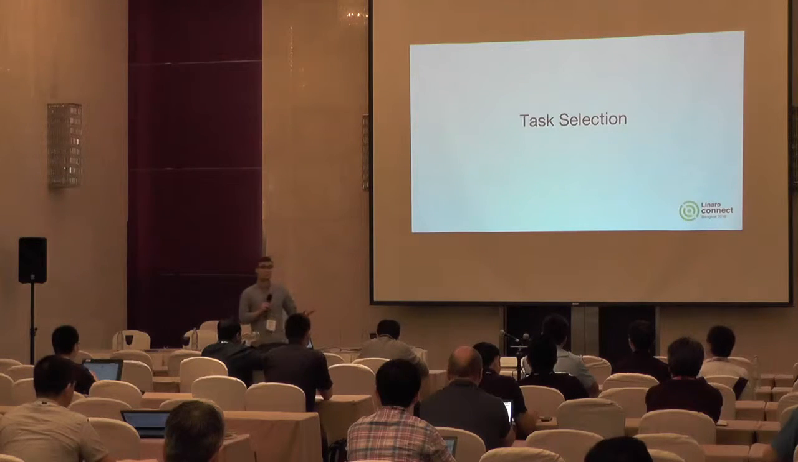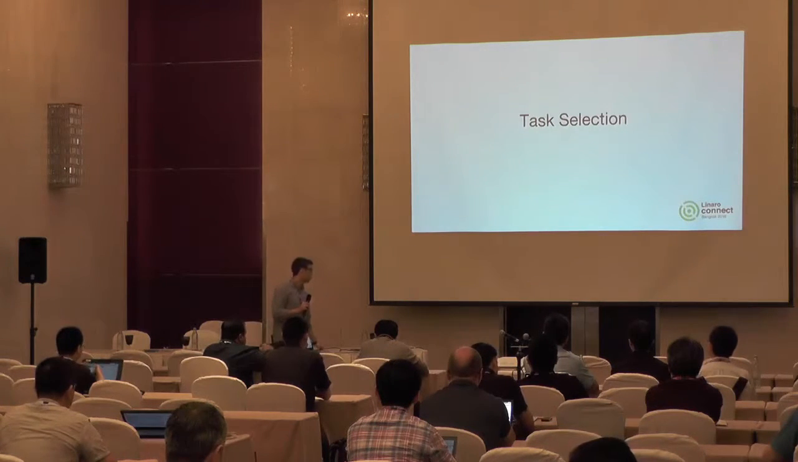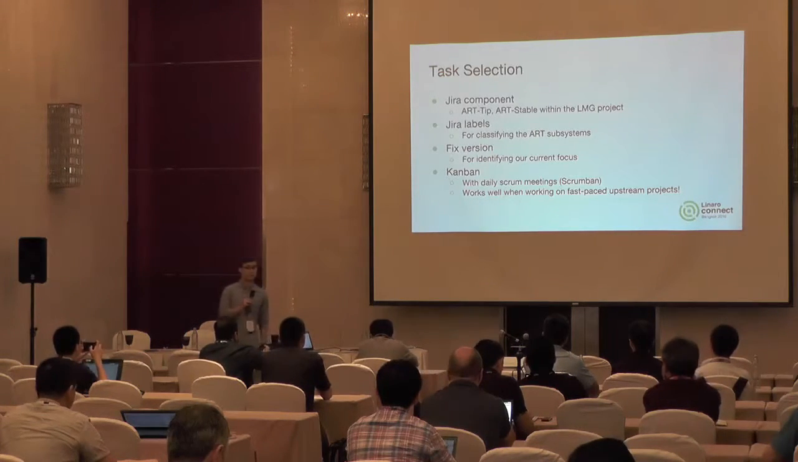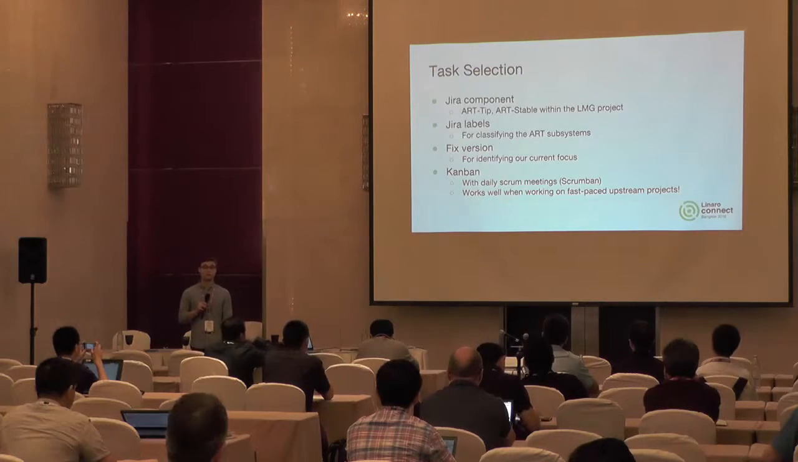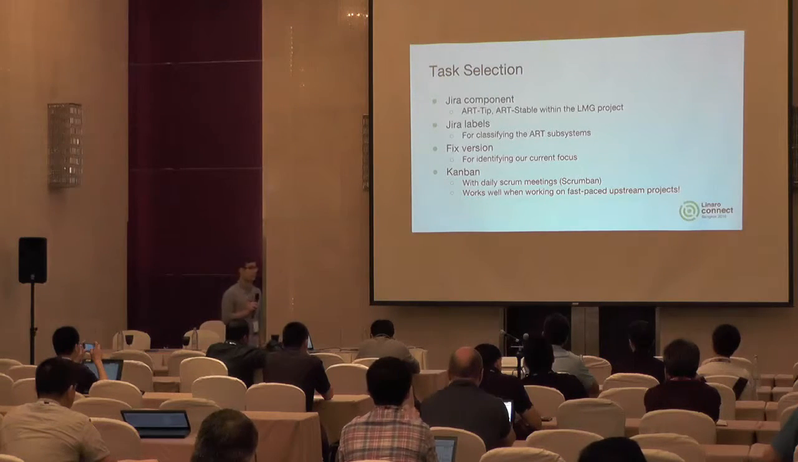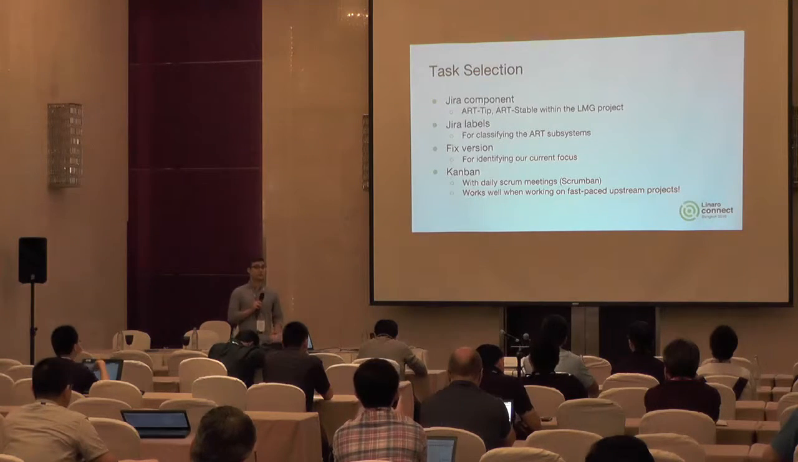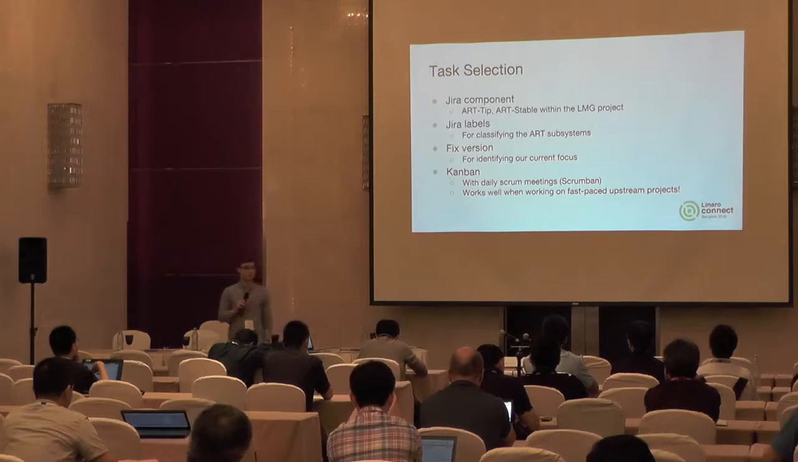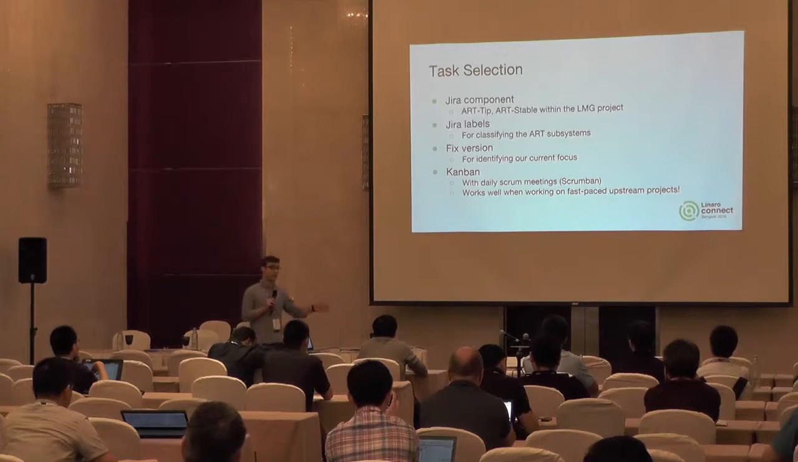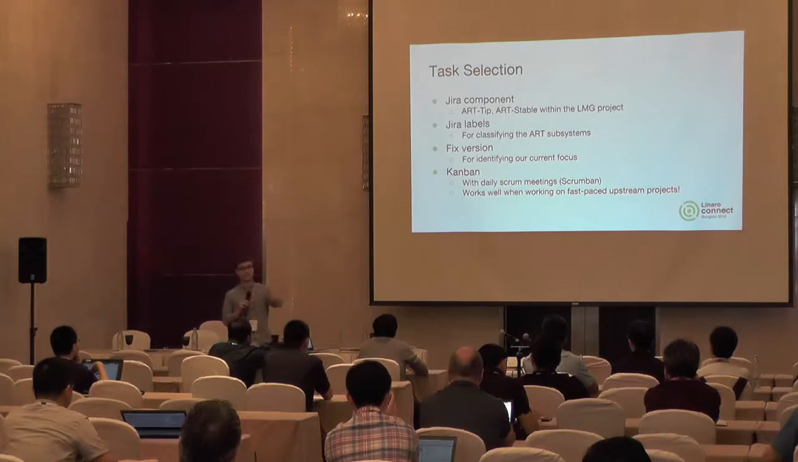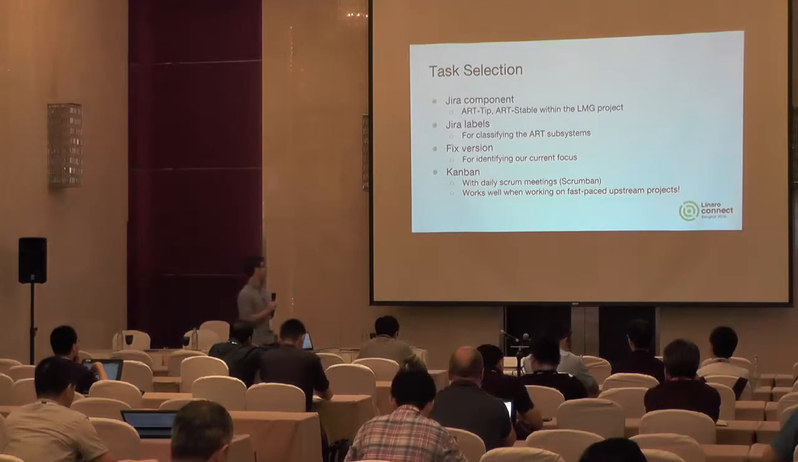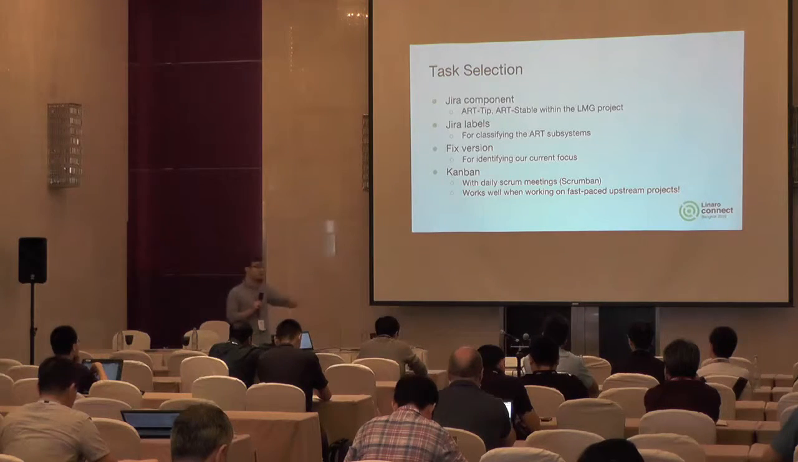So let's start with task selection. I mentioned that for this we use Jira. We live as a component within the LMG project, that's the Linaro mobile group. We have 2 components for the items of work that I just described. One component identifies the work that goes into the next Android release, and the other identifies the work that's going into the current Android release, those being RTIP and RStable.